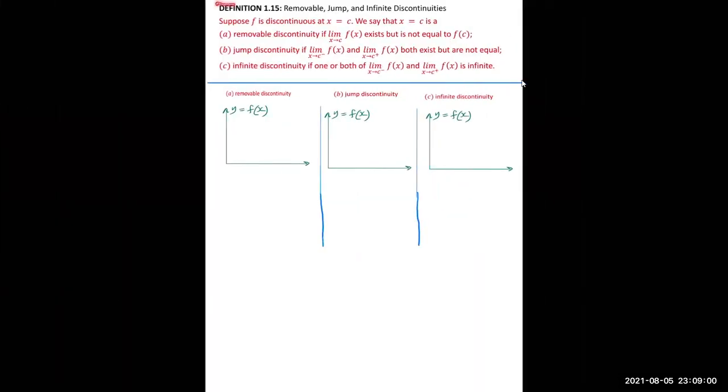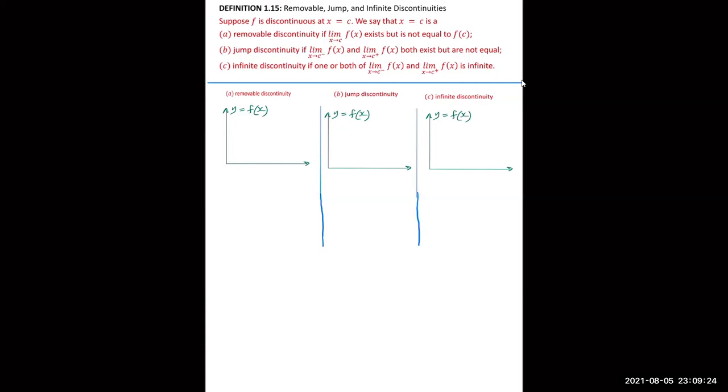Okay, here I'm copying my definition again. Removable discontinuity: we have a removable discontinuity at x equal to c if the limit as x approaches c of f of x exists, but it is not equal to the function value at x equal to c, or f of c. Okay, so here is an example where you have a removable discontinuity.